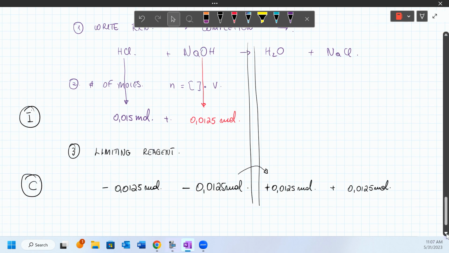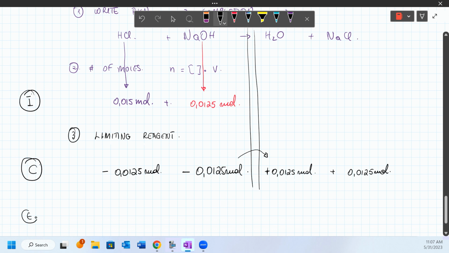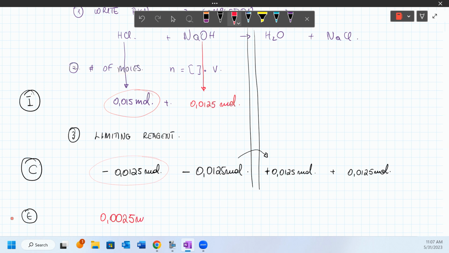Therefore, at the equilibrium, what we will have is whatever was the initial amount plus the change, which in this case is negative. So we will have 0.015 minus 0.0125, and we'll have a number of moles at the equilibrium of 0.0025 moles for hydrochloric acid.